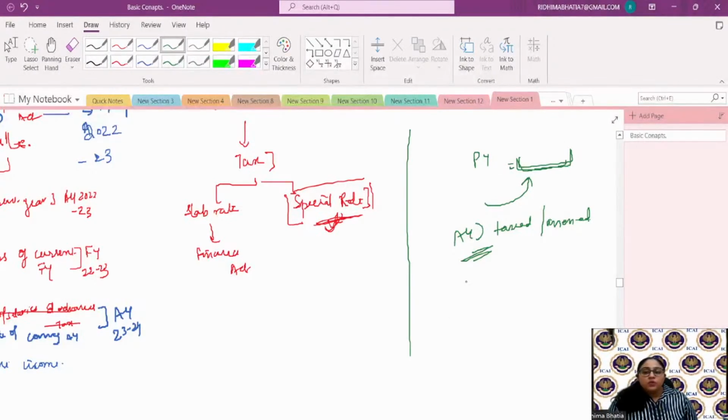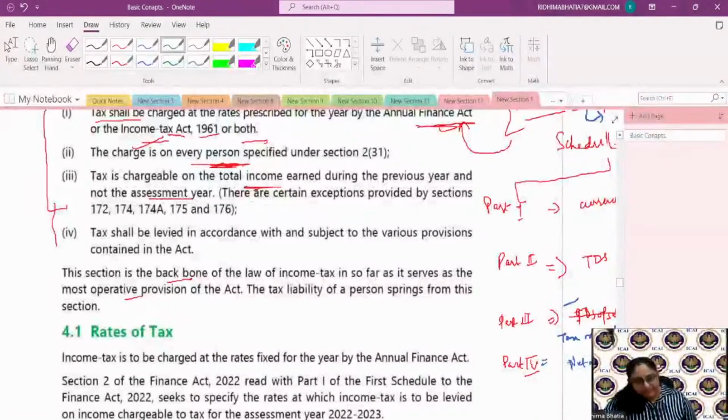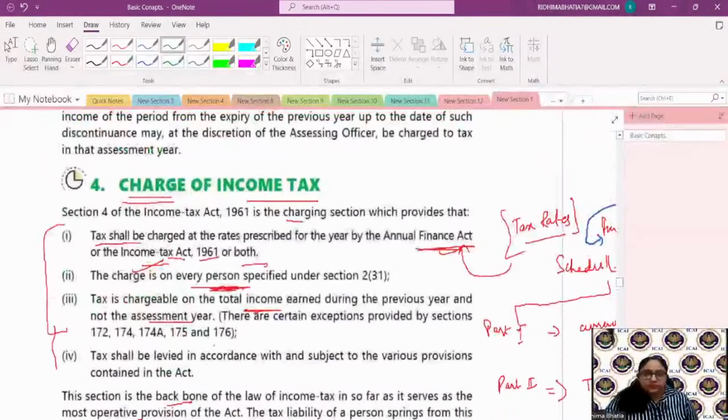Clear? So now, for the assessment year 23-24, when I say compute the tax, I am saying you compute the tax on the income earned during the previous year 22-23, which is the ongoing previous year. So this is a general rule that the income of the previous year would be taxed in the assessment year. So everything comes from the act, written in the act.